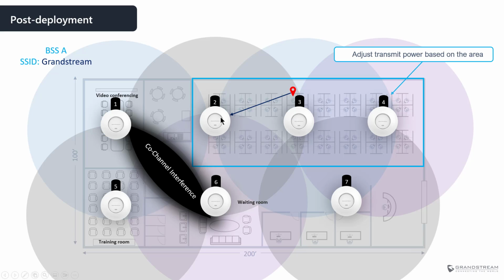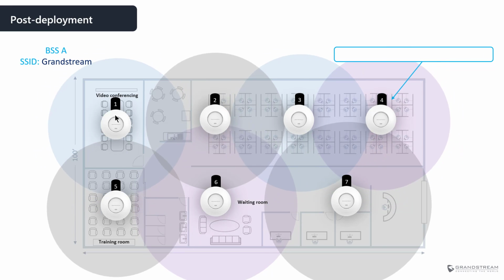So what we need to do in such a situation is adjust the transmit power based on the area. So the area where the cubicles are, we need to reduce the power of these access points because they are deployed very close to each other. Also in the video conferencing room and the training room, since we only need to cover this small area, we can adjust the radio power.